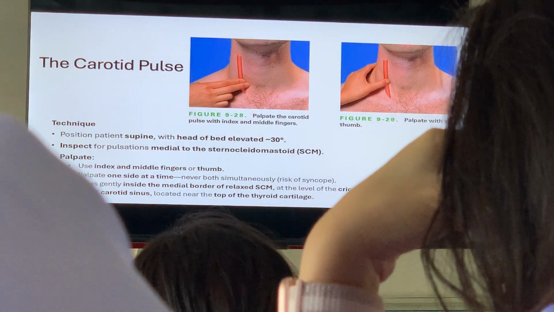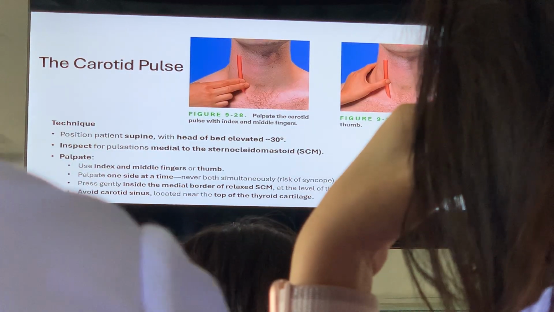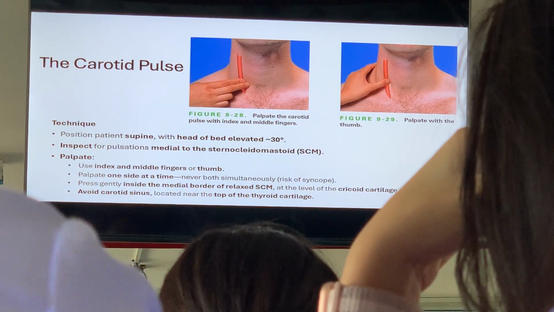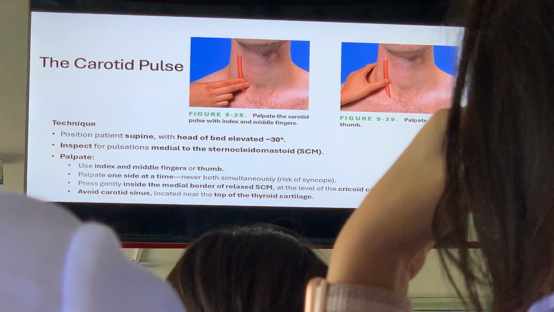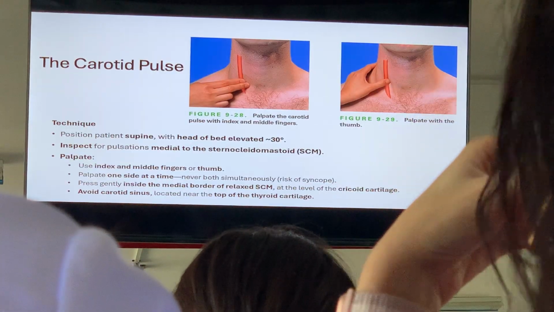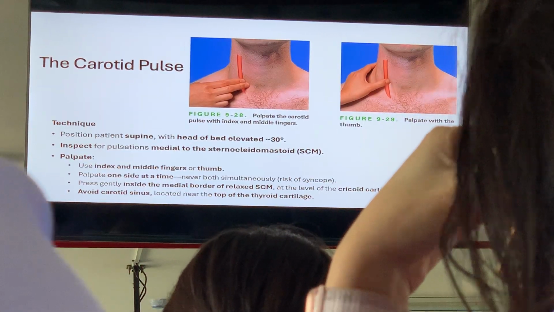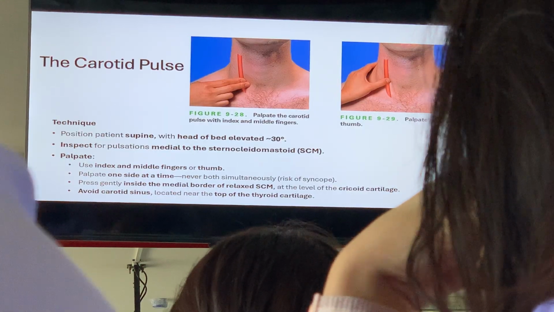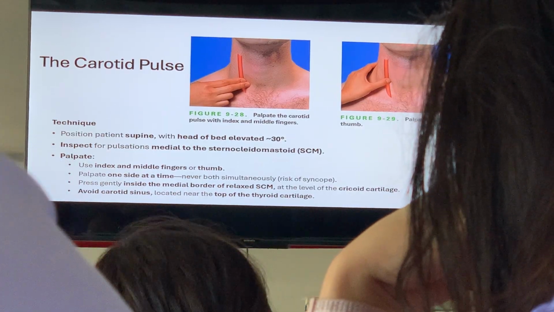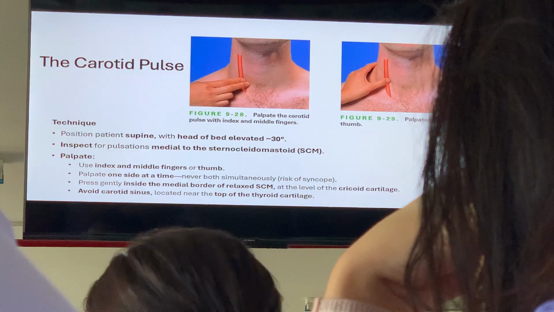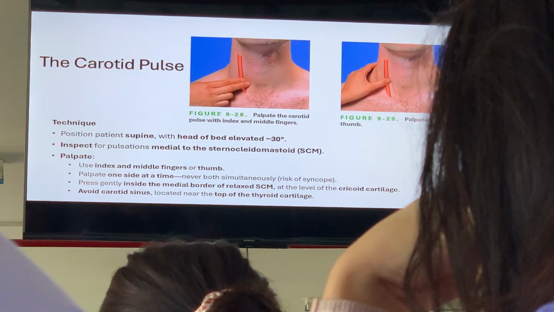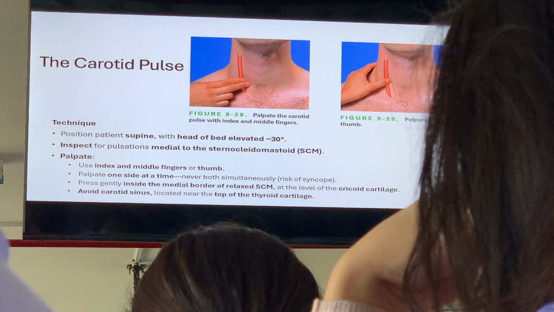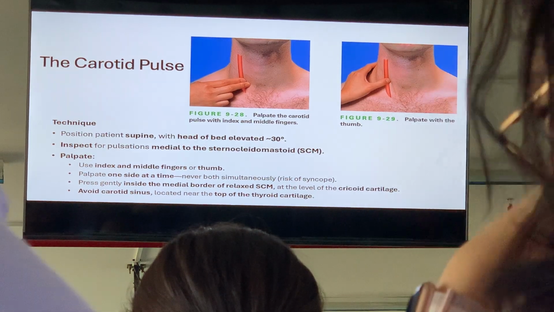So this is how you measure your carotid pulse. You know this is the pulse that you palpate when you're doing resuscitations. It's the biggest pulse; you can easily palpate that one. You position the patient in a supine position with the head of the bed elevated at 30 degrees. You inspect the pulsations medial to the sternocleidomastoid. I assume some of you are checking if you have a carotid pulse right now. Whatever you palpate, that's your carotid pulse.